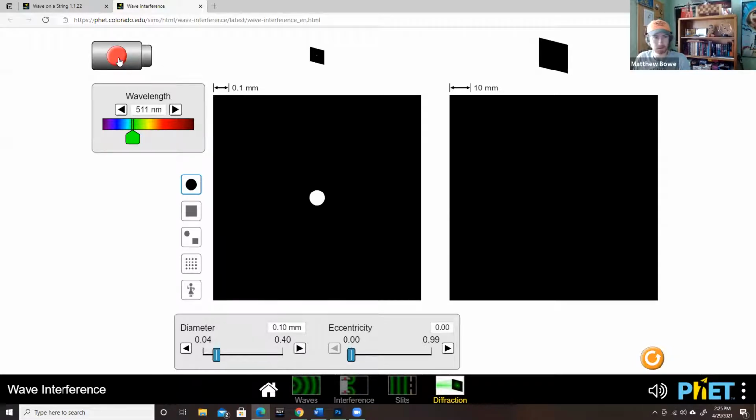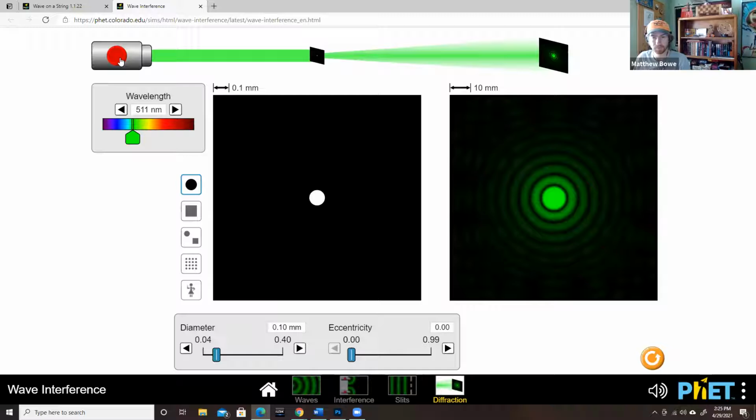Let's turn the light on. So the light passes through this little screen with a tiny pinhole in it. And that's represented by this big square. And the pattern that is projected on a screen is represented by this. So what we're going to do in this part is, what if we make that pinhole larger or smaller? So the diameter right here.